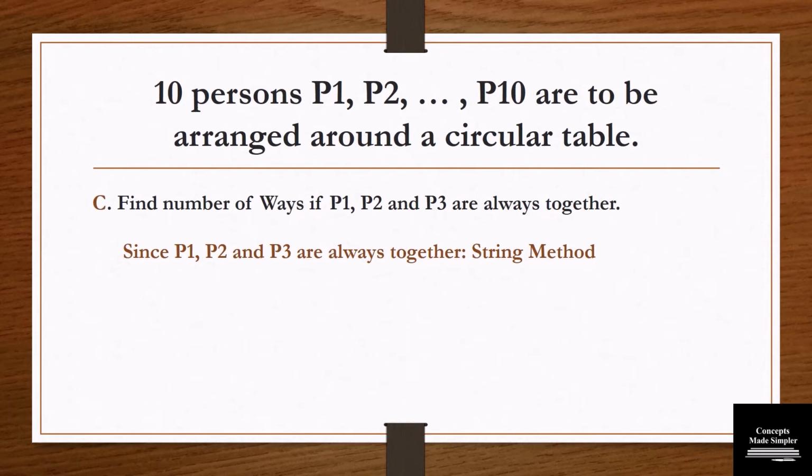So now for the string method, we will be having 8 packets. The 7 other packets, and P1, P2, P3 would be considered as one packet. Now, for circular arrangement, we know that the arrangement would be equal to n minus 1 factorial. So it is 7 factorial into the internal arrangement of P1, P2 and P3, that would be factorial 3. The product of both would give us the result. Please do check out the video on string and gap method so that this video would really make more sense.